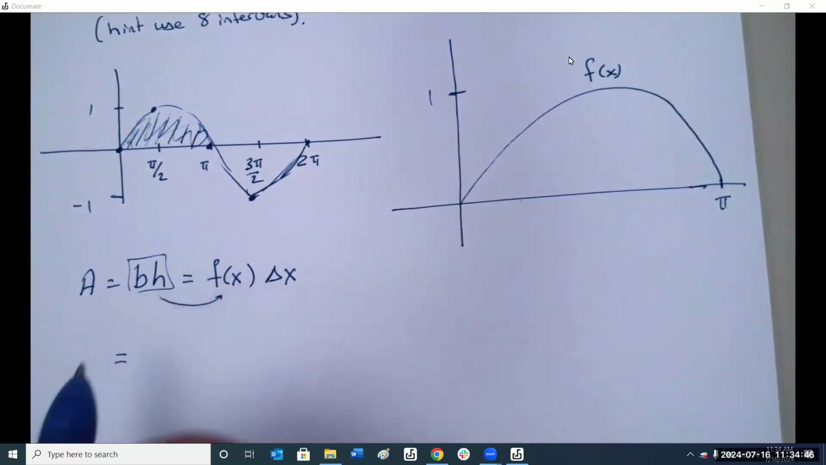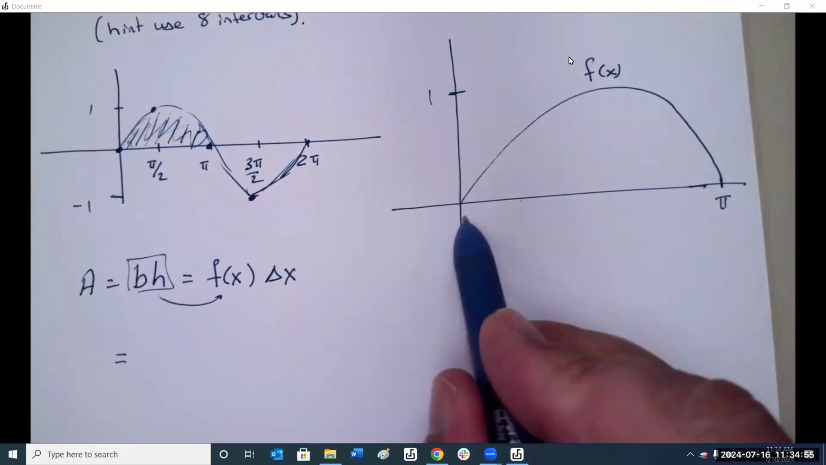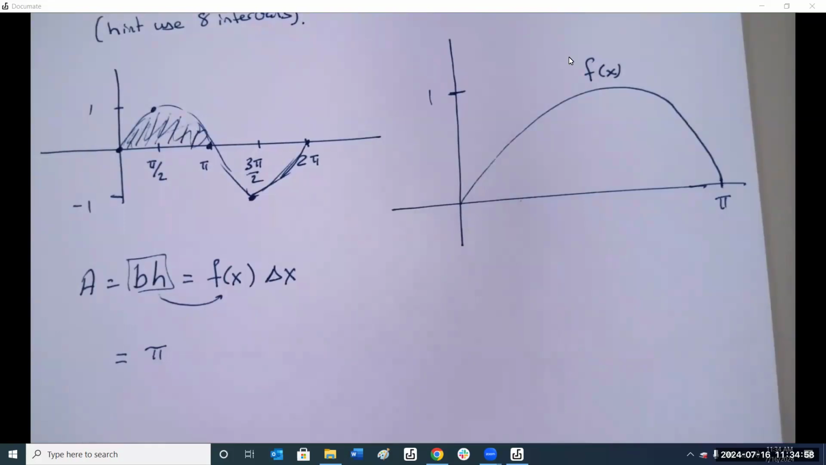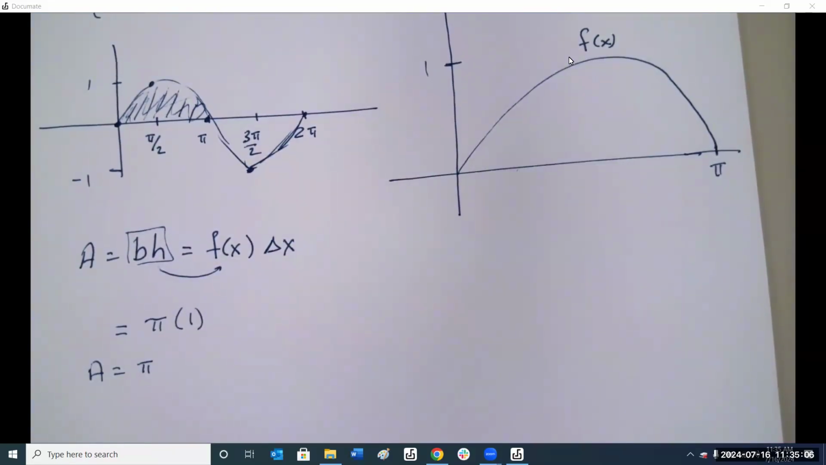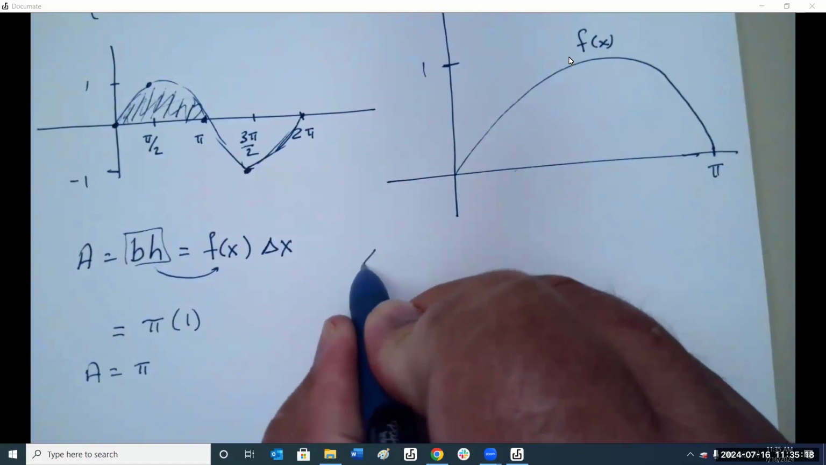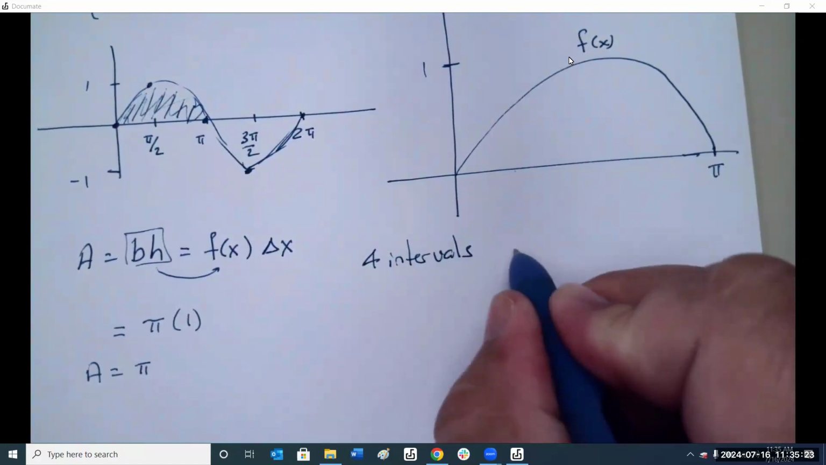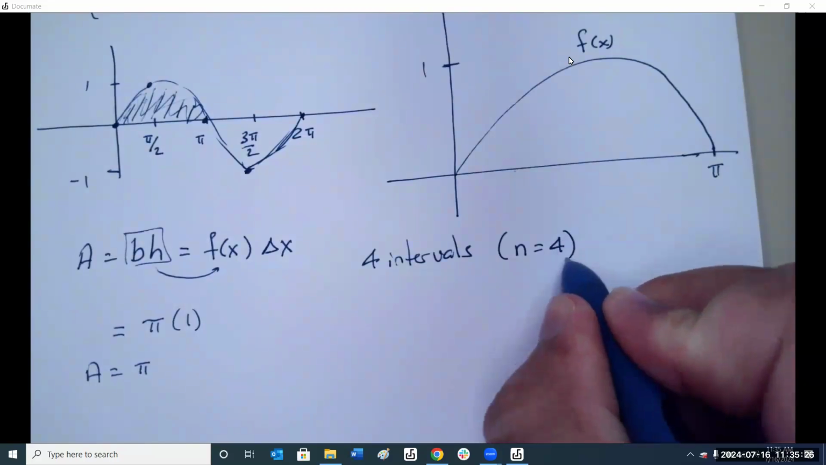If we look at it as one entire unit, the base is pi. The height is 1. So the area is pi, which is 3.141 or so. Let's look at it with 4 intervals first. Say that n equals 4.